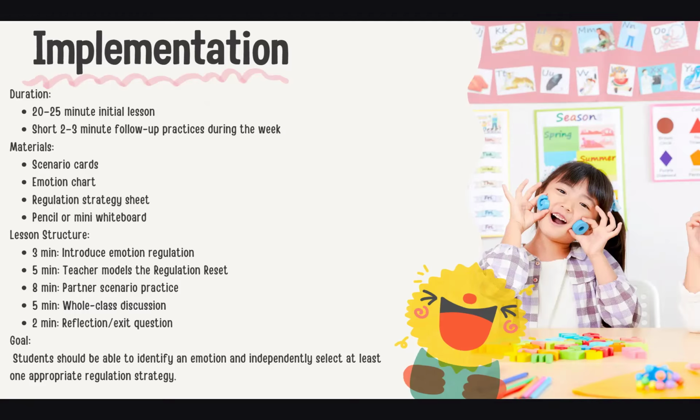I also wouldn't teach this once and expect students to automatically use it. So that's where the short 2 to 3 minute follow-up practices come during the week. That will help reinforce what they learned. And then obviously the overall goal is that students should be able to identify an emotion and independently select at least one appropriate regulation strategy.